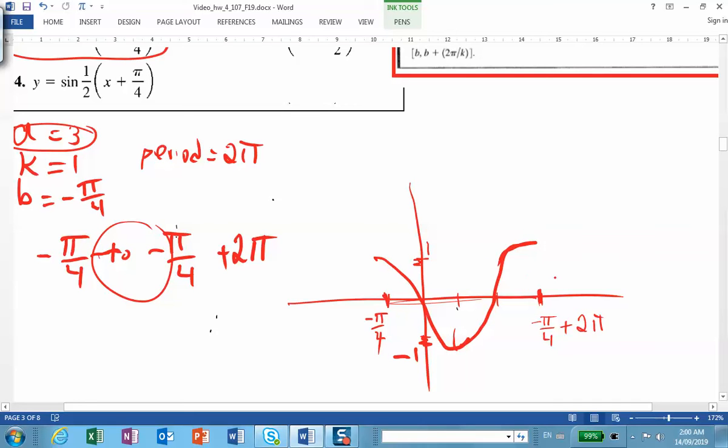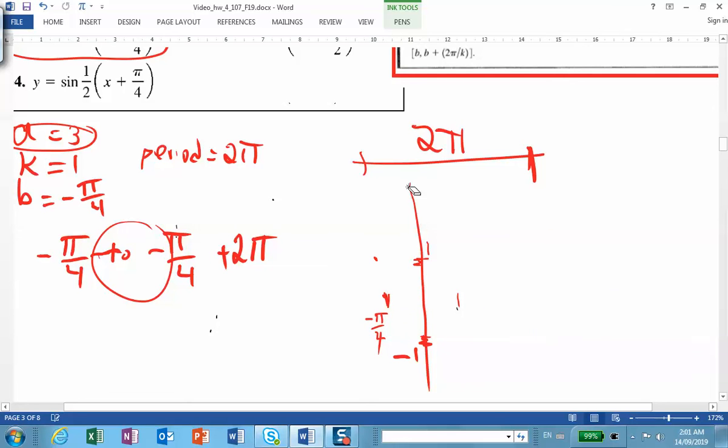Oh, I made a mistake here. Let me see. Pi over 4. Oh no, it's okay. This whole thing should be 2 pi. Is it 2 pi? No, that's wrong. Alright, it's good. We made a mistake here. Let's go back and clean it up. This drawing down here is not correct. And that's okay. We make mistakes. We're going to have to go and clean it up. Okay. Let's clean this up.